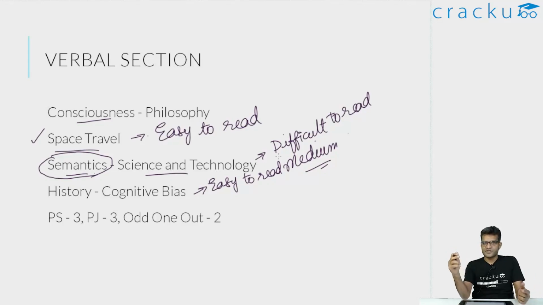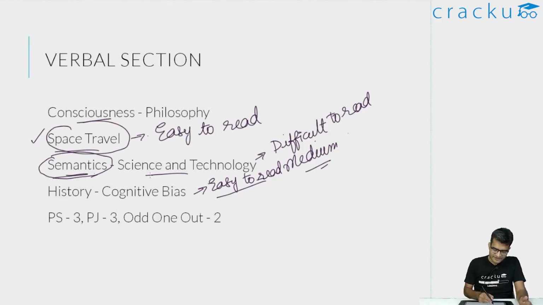So again, I was able to attempt and get most of the questions correct, because this was also an easy to read passage. Even though I had some differences with the author, still I felt this was an easy to read passage with fairly easy to answer questions. So overall, the way in which I attempted them was, I first attempted the space travel one. I got most of the questions correct.